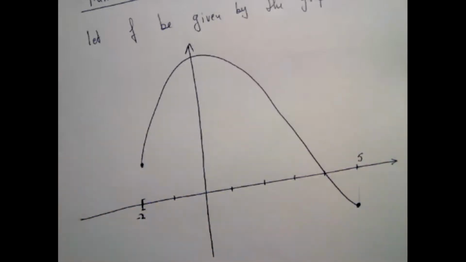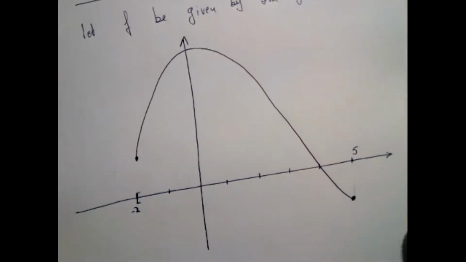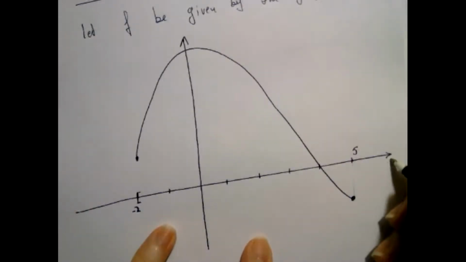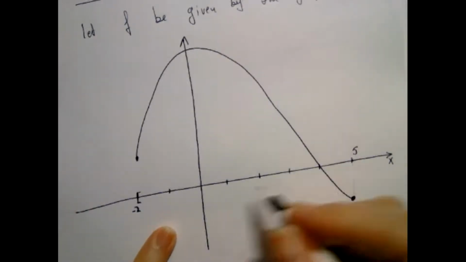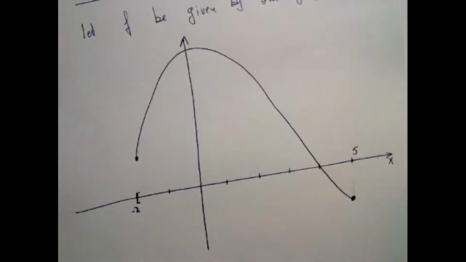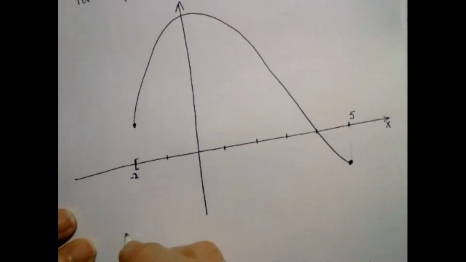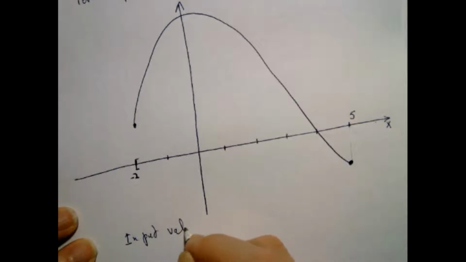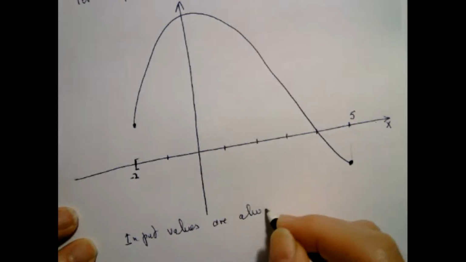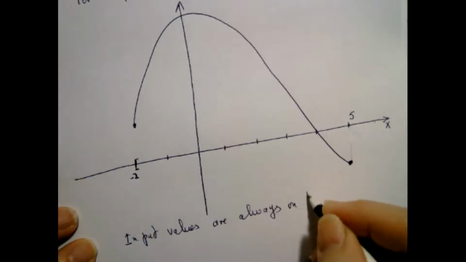Now, when you have a function given by a graph, which is nothing more than the curve, on the x-axis, or the horizontal axis, that's where the input values are. So the input values are always on the horizontal axis.